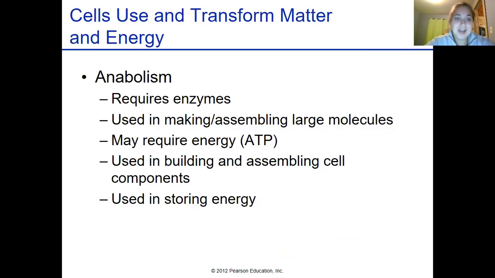Okay, anabolism. This requires enzymes. This is part of the metabolism that we have in our body. So anabolism is building things up. It's used in making and assembling large molecules. Anabolism is building, so it's making molecules. And it does require energy. Anything that's going to build requires energy. And it's, again, assembling those cell components, and it's used in storing energy.